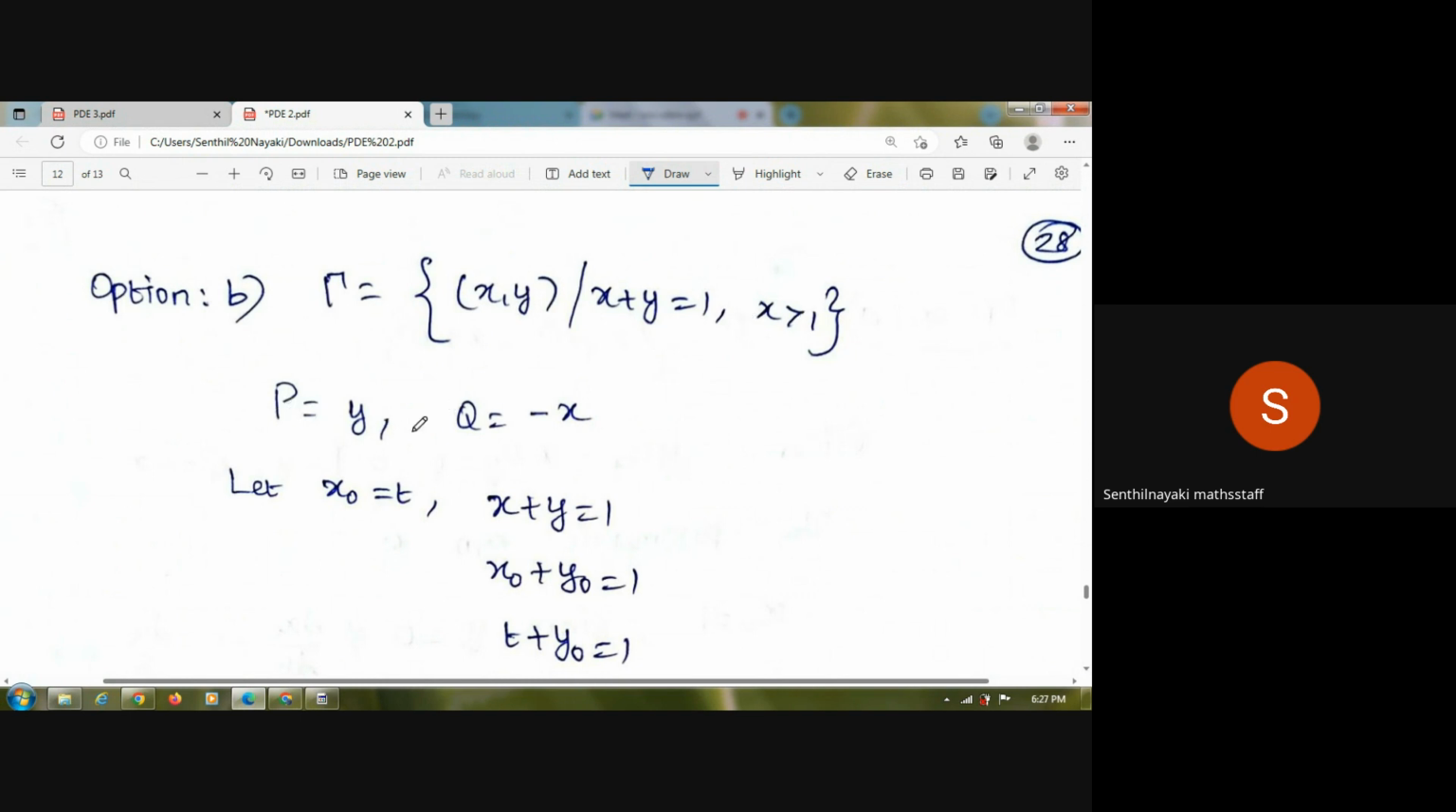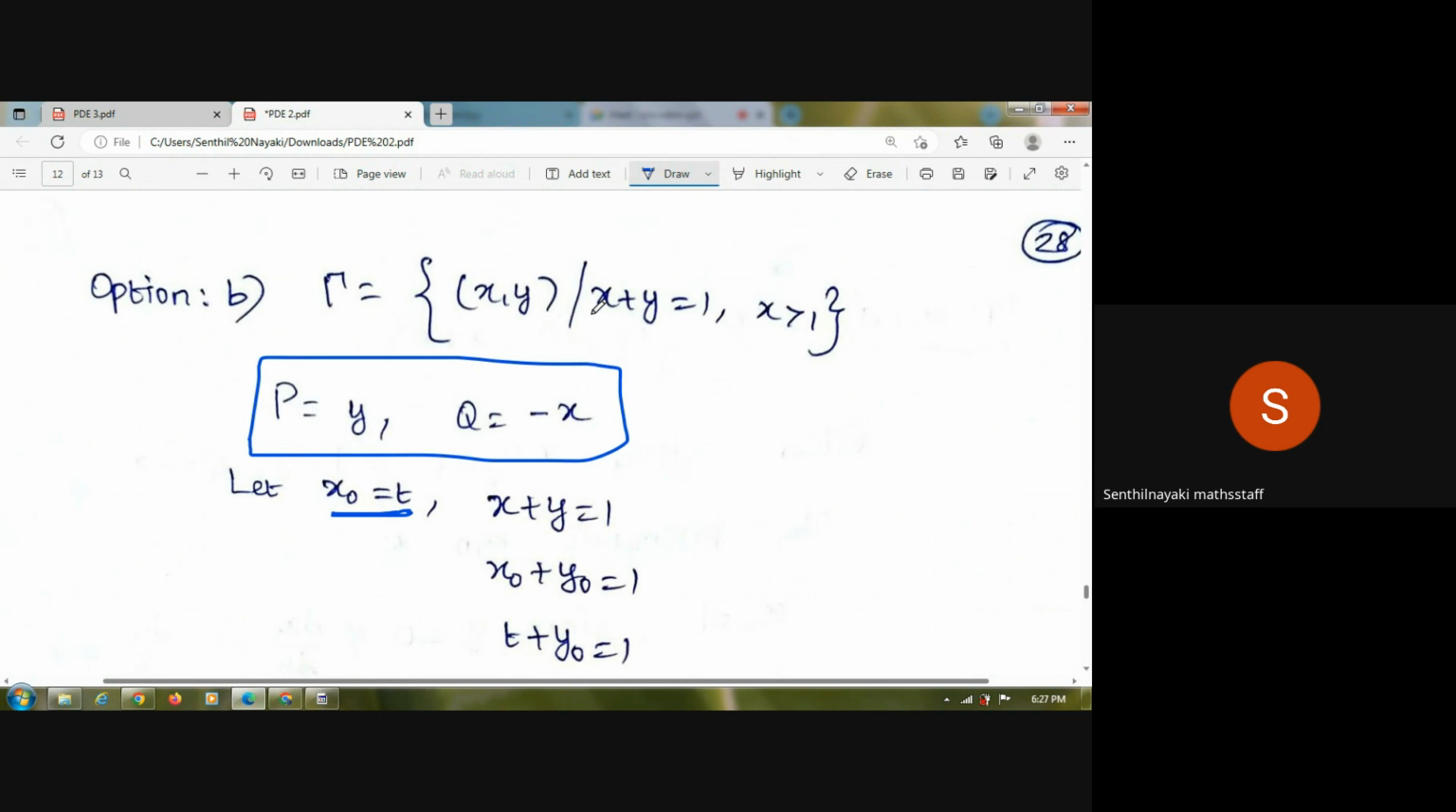Already we know that the p value and q value are common for all options. So p equal to y and q equal to minus 1. This is fixed; it does not vary depending upon gamma. So let us assume that x naught equal to t. Already I have mentioned there is no restriction for assuming the value of t. We can assume that x naught equal to t or y naught equal to t, for either variable. So here in this problem we assumed x naught equal to t.